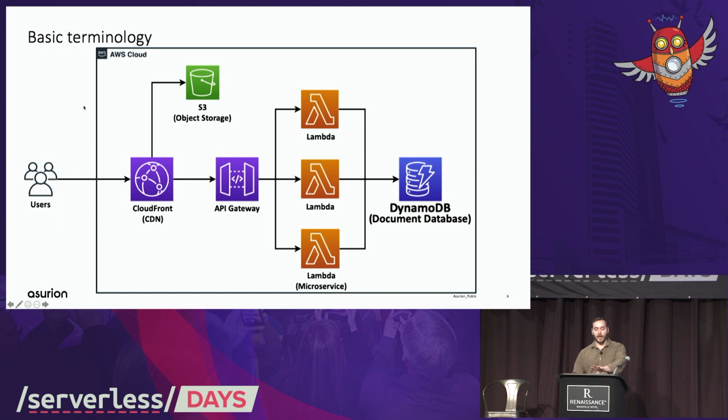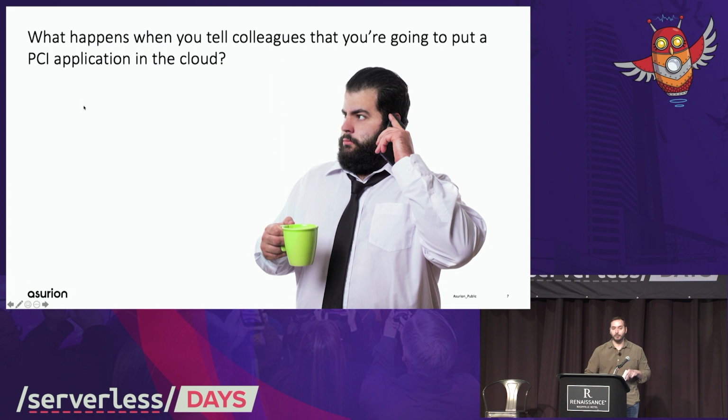Now, I do want to go ahead and call out, please do remember the S3 bucket, because that's going to get very relevant here in just a second. And now that we have some of the formalities out of the way, would anybody like to get us started by taking a guess as to what happens when you tell your colleagues that you would like to put a PCI app in the cloud for the first time?